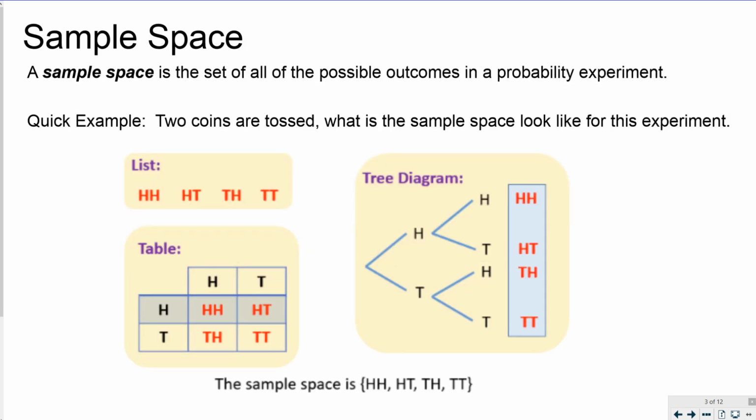First, we have to know what a sample space is. A sample space is the set of all of the possible outcomes in a probability experiment. A quick example of this: two coins are tossed. What does the sample space look like for this experiment?